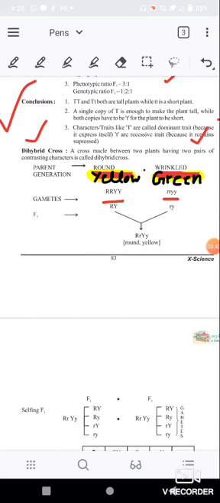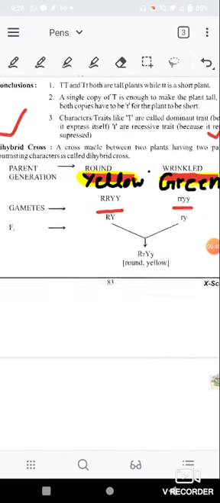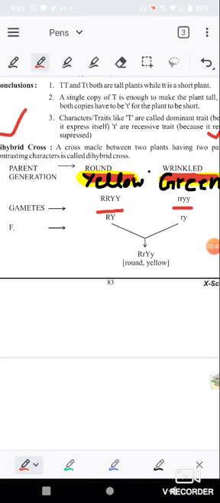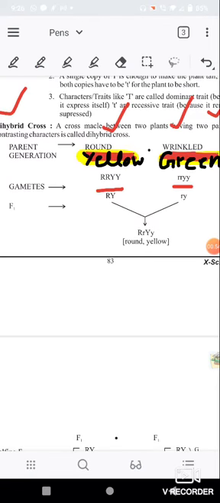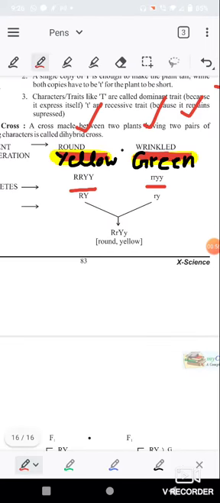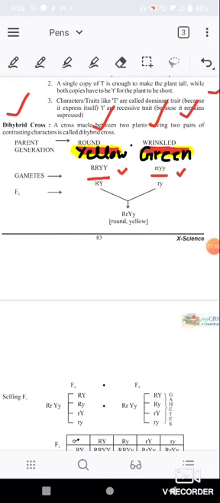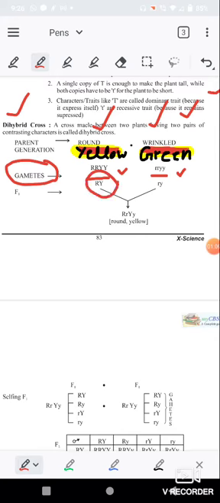Okay, so let's begin. Now I have taken the parental generation like this. I have taken the parent with round and yellow seeds and another parent with wrinkled and green seeds. Now the genotype of the round and yellow is like this, and that of the wrinkled and green is like this. Now by gamete formation, the parents will produce the gametes. The gametes from round and yellow will be capital R and capital Y, and those from wrinkled and green will be small r and small y.